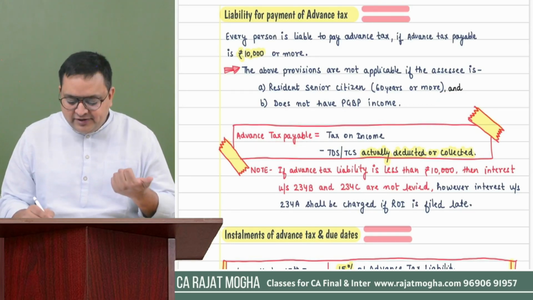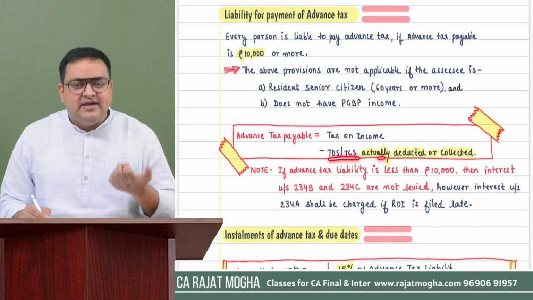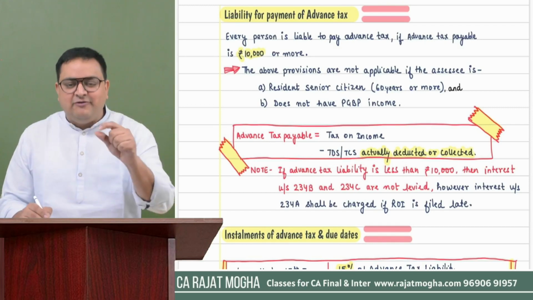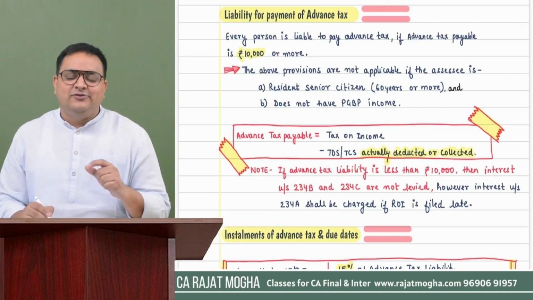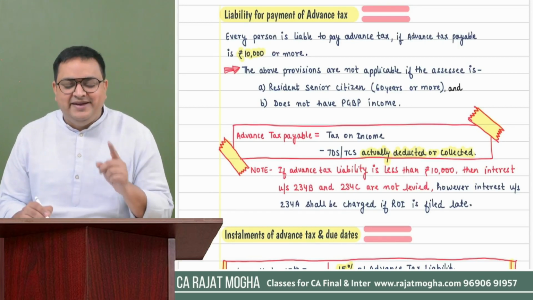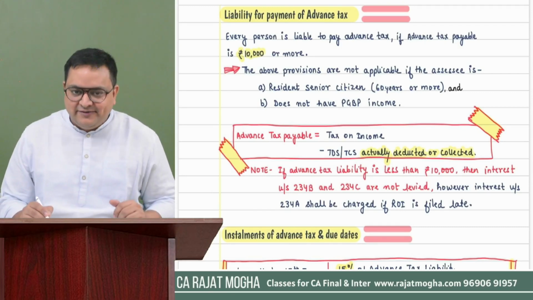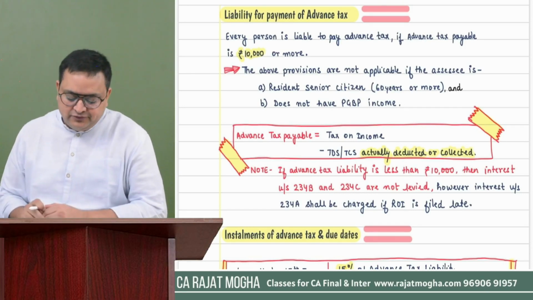I have already discussed. Whatever is your tax on total income, you have to deduct TDS or TCS, which is actually deducted or collected. Please deduct that amount. Then you have to see whether the amount which is remaining, that is tax payable, is 10,000 rupees or more. If yes, even if it is 10,000, I'm repeating again and again, you have to pay advance tax. How we will be paying advance tax, I'll be telling you that also.